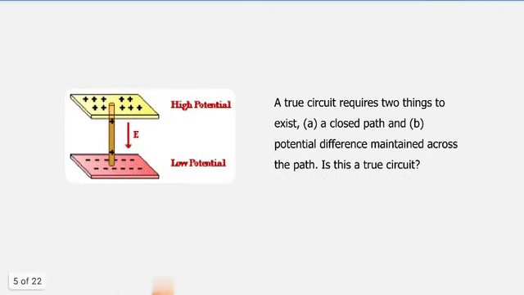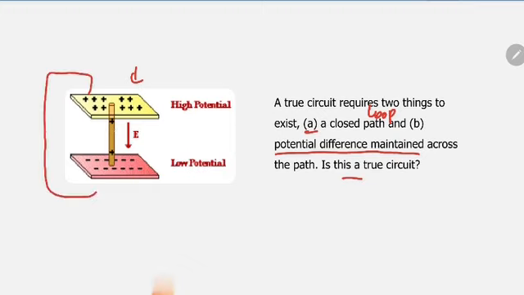Now, what does it take for a true circuit to exist? Kailangan mo ng letter A, a closed path, and letter B, a potential difference. You have to maintain a potential difference across the path or across the loop. Actually, the better word is a loop. This is not true for this case. This is not a true circuit, kasi although the charges can go down, there's no way for it to go back up. Diba? Kasi if you want a circuit, you have to create a loop.